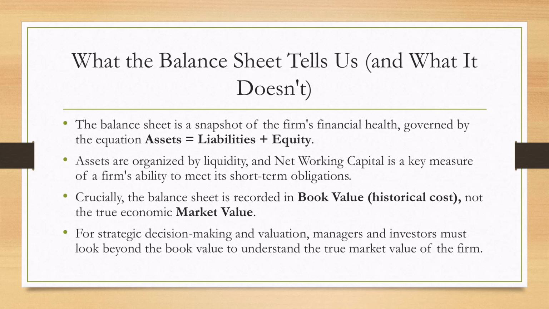So let's summarize what we've learned. The balance sheet is a snapshot of a firm's financial health, and it's governed by the fundamental equation: assets equals liabilities plus equity. We've seen that assets are organized by liquidity and that net working capital is a key measure of a firm's ability to meet its short-term obligations. But crucially, we must remember that the balance sheet is recorded in book value, which is based on historical cost, not the true economic market value of the firm. For strategic decision-making and for valuation, managers and investors must look beyond the book value to understand the true market value of the firm.